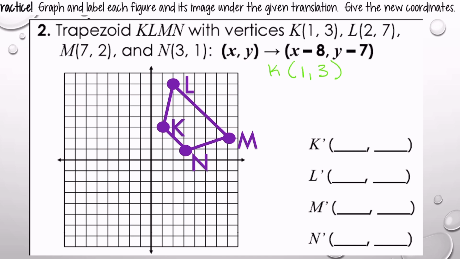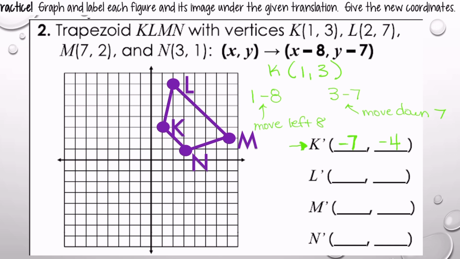Well, if I want to generate my K prime, this is what I'm working on right now. It says to take your x value, which is 1, and subtract 8, meaning move left 8. And then it says to take my y value and subtract 7, which just means move down 7. So I'm going to show you the mathematical way. Well, 1 minus 8 would give me a negative 7, and 3 minus 7 gives me a negative 4.